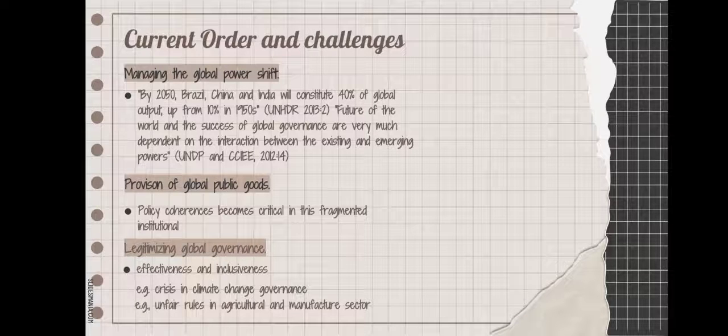The current order and challenges. The first one is managing the global power shift. By 2050, Brazil, China, and India will constitute 40% of the global output, up from 10% in the 1950s. The future of the world and the success of global governance are very much dependent on the interaction between the existing and emerging powers. Second is the provision of global public goods. Policy coherence becomes critical in this fragmented institutional landscape. Third is legitimizing global governance, its effectiveness and inclusiveness, for example, the crisis in climate change governance. Another example is the unfair rules in the agricultural and manufacturing sectors.